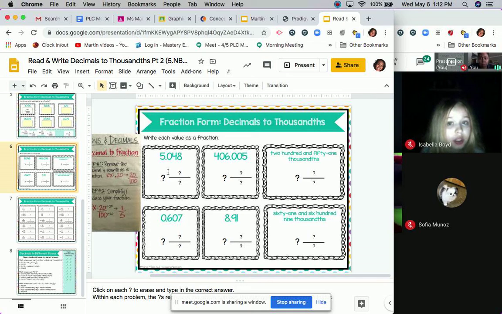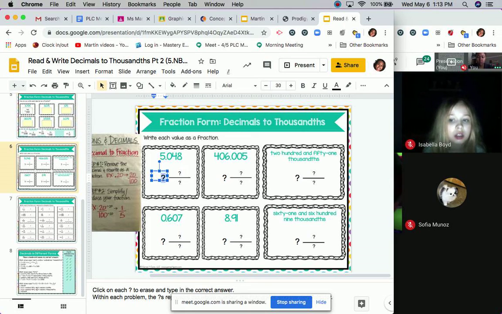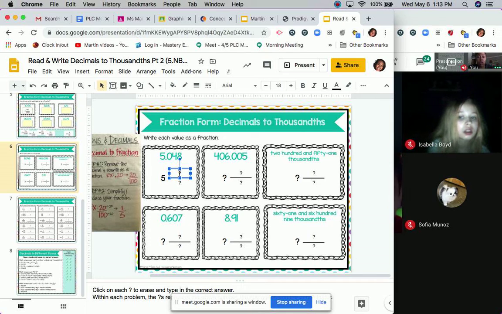So remember to read them, read what's in front, and then read what's behind separately so you know what to put in each part. So the whole number here is, anybody? The whole number in this first box? 5. It's 5. Oh, excellent. 5. Okay, then we're going to go up here, and what fraction is it? 48,000. Good.